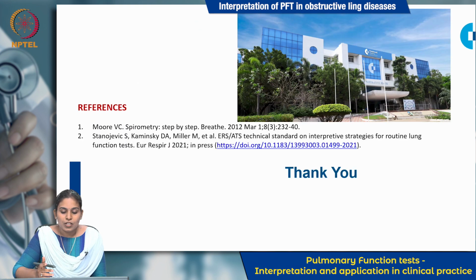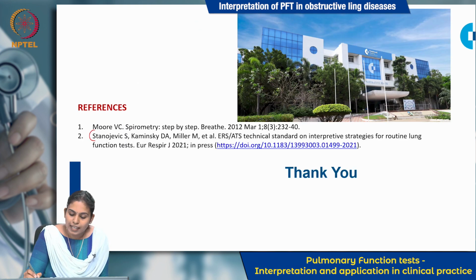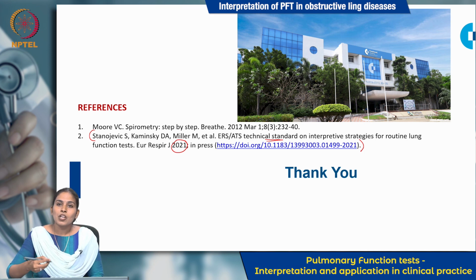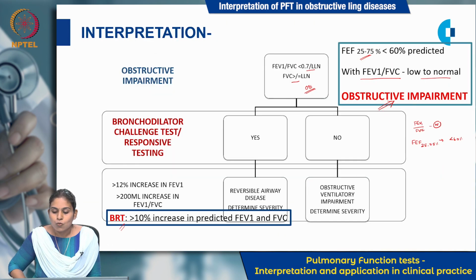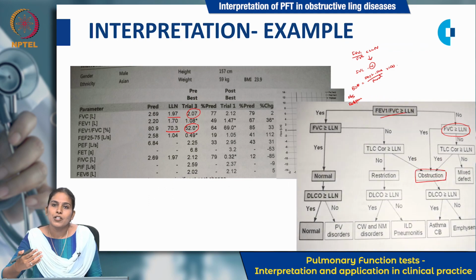These are my references, and if possible, try to go through the second one, which is the technical standard whose update came in 2021. Here we are moving more towards scores on the lower limit of normal, and kindly go through the algorithm which I have projected before, because that is how our spirometry reports will be interpreted in future, since we'll be having the lower limit of normal as well.